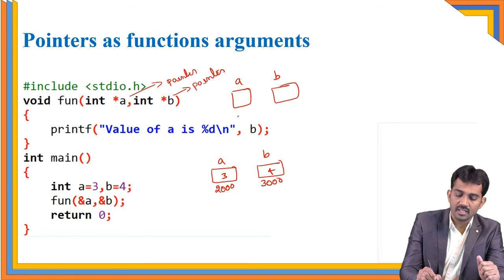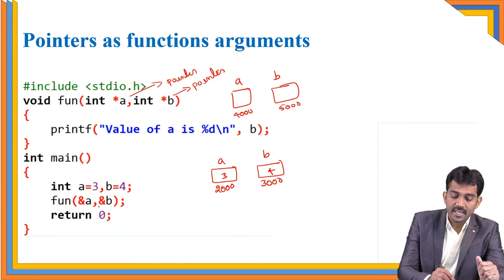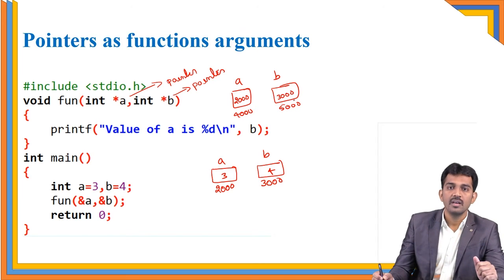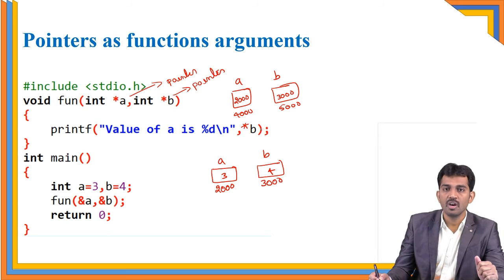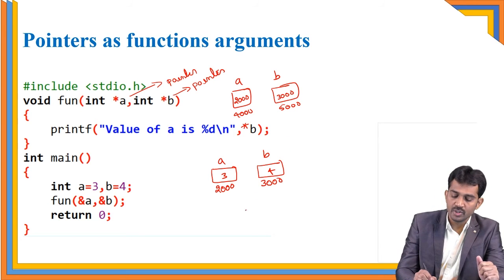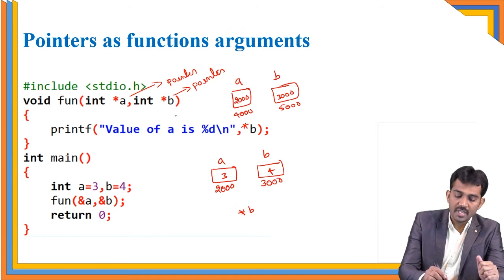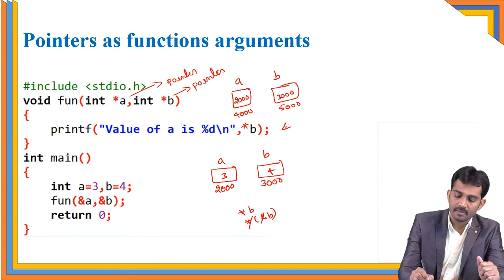So this a and b have addresses 4000, 5000. Two different addresses are there. Please note this. What you send from here is an address, right? Ampersand of a means 2000 you send here, and 3000 you send here. Observe carefully. Already we discussed what star b means. Star b means ampersand of b. If you print it, you will get 4 as the output here.